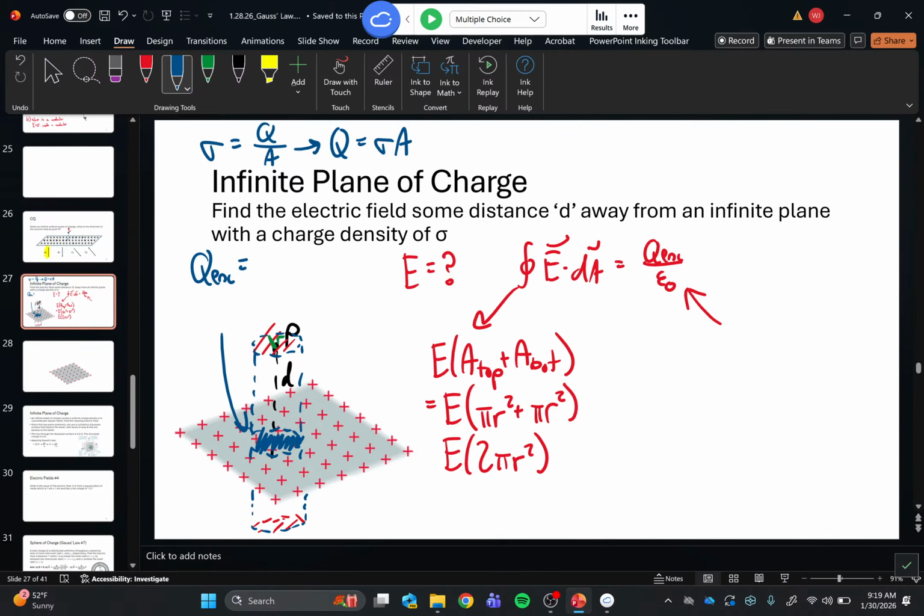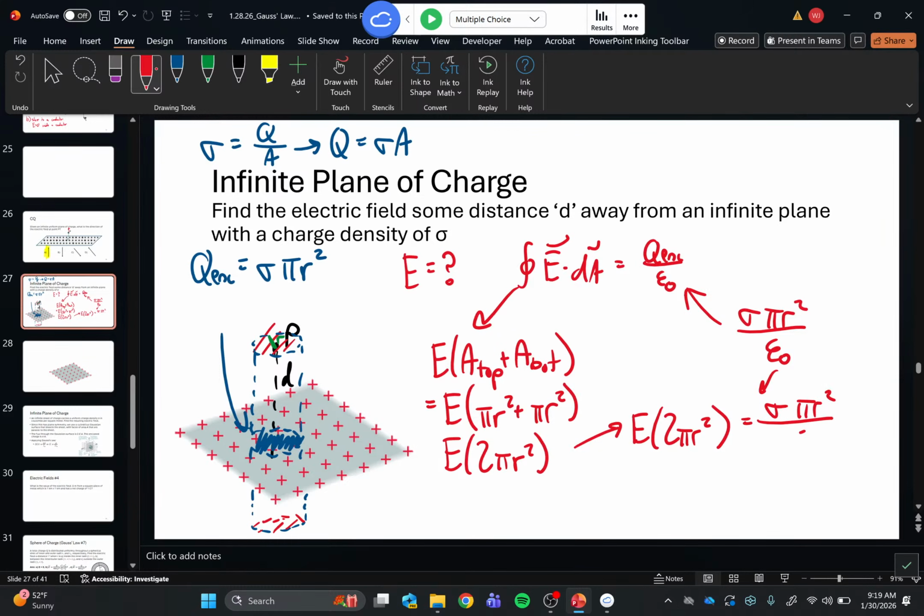What's the area of the circle? Pi r squared. It's the same cylinder, it's just a different circle in that cylinder. So Q enclosed becomes sigma pi r squared over epsilon naught. One last step and then we're done. Set them equal to each other. So E times 2 pi r squared equals sigma pi r squared over epsilon naught. Solve for E. What happens to the pi? It cancels. What happens to the r squared? It cancels. What are you left with? Sigma over 2 epsilon naught.